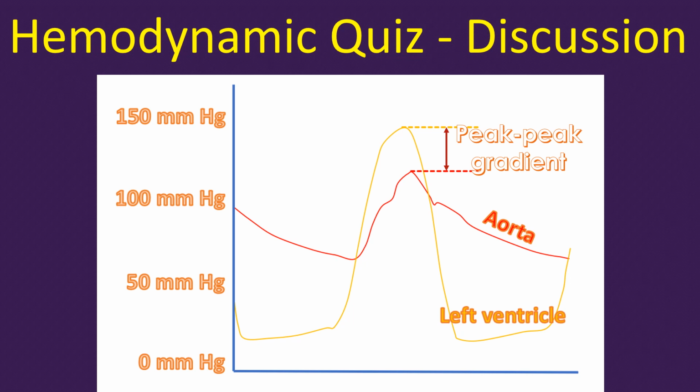Normally, the difference between the two pressures is negligible. The difference is known as peak-to-peak gradient. This pattern of pressure tracings is seen in valvular aortic stenosis.